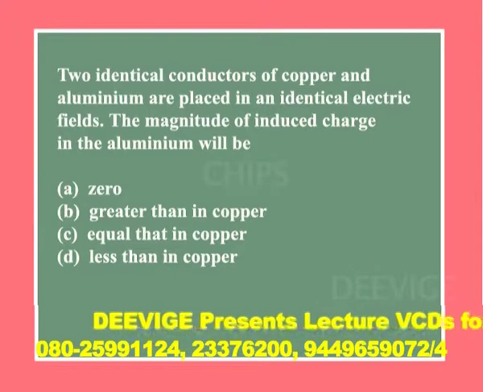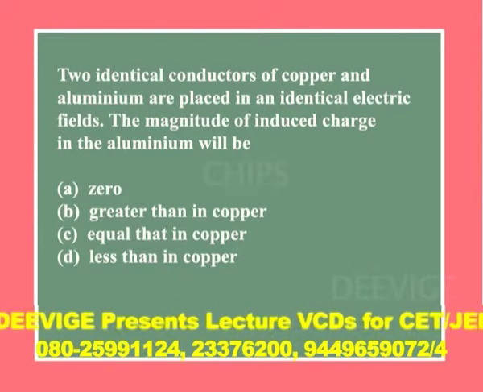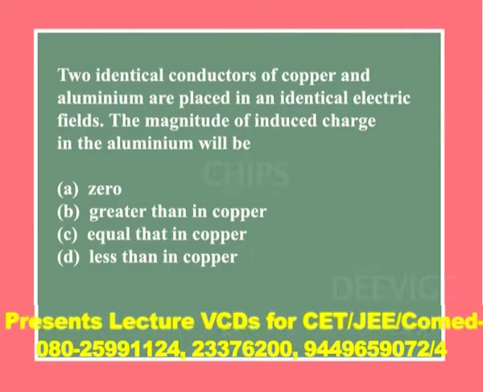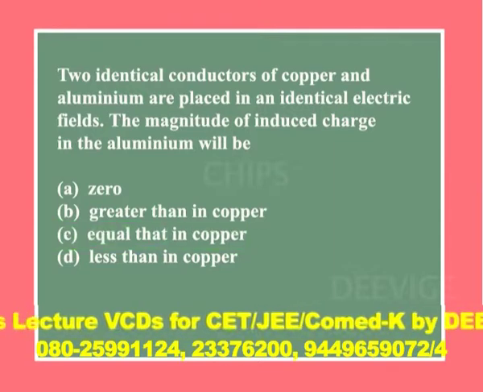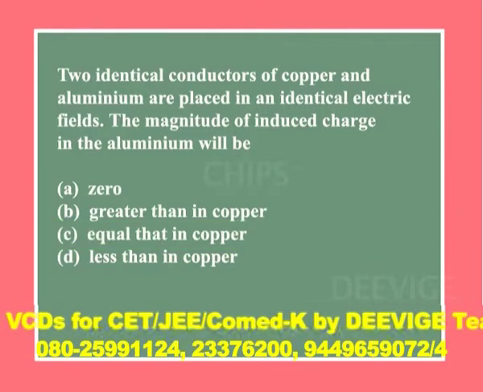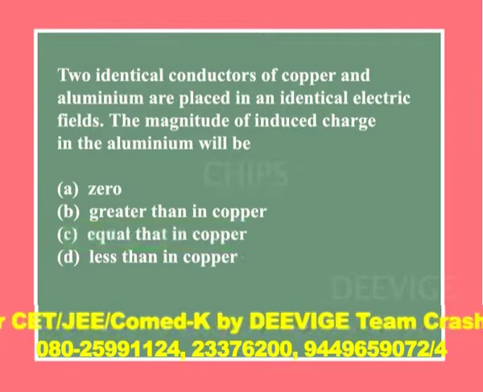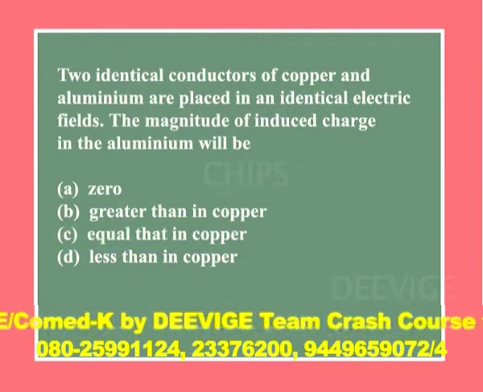Both copper and aluminium are metals, so they induce an equal amount of charge. So option C is the answer. Whatever induced charge takes place in the aluminium should be equal to that of copper. So the answer is option C.